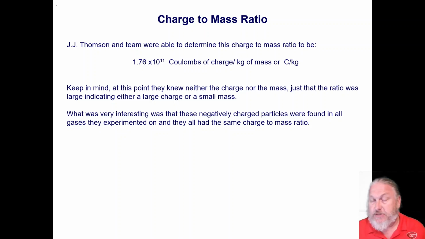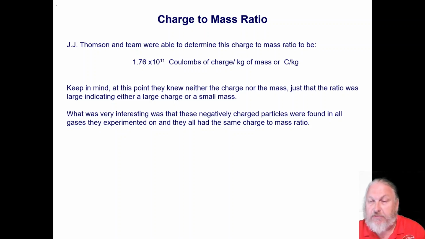A scientist called J.J. Thomson was able to determine that the charge to mass ratio would be 1.76 times 10 to the 11th coulombs of charge per kilogram of mass. At this point, they didn't know the charge or the mass of this particle, just that they had a ratio. A large ratio would indicate either a large charge or a small mass.